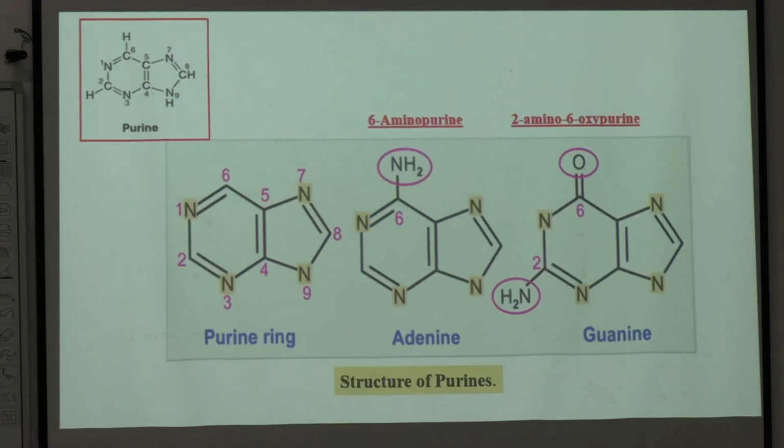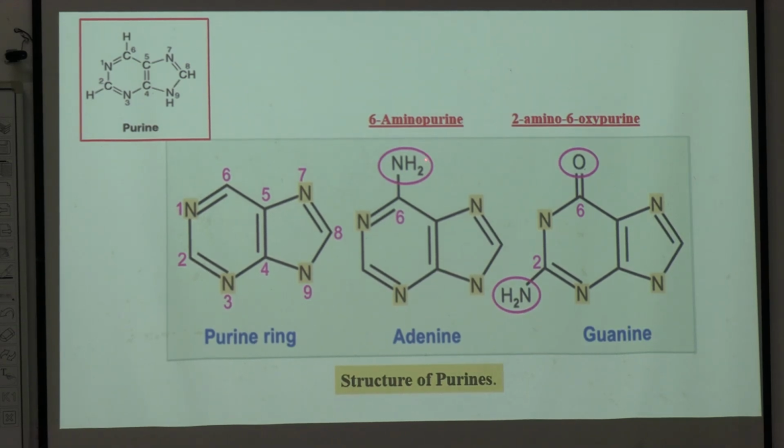So purines, as you know, this is a standard purine ring, and in adenine, you see, this position is replaced by an amino group. So at the 6th position, it is called 6-aminopurine. Guanine is 2-amino 6-oxypurine.